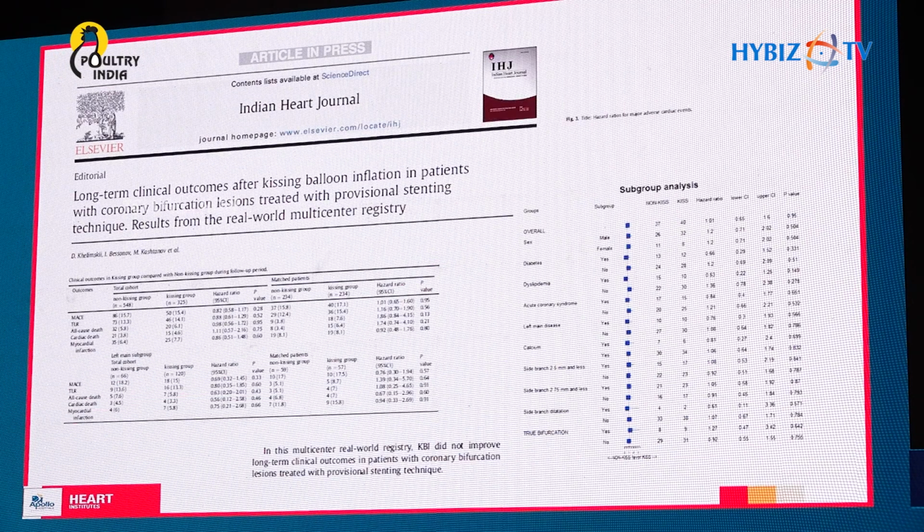And this is in press, not yet published, in our Indian Heart Journal, where they compared two groups, the kissing balloon versus the non-kissing balloon arms. They clearly stated in this multi-center real-world registry that kissing balloon dilatation did not improve the long-term clinical outcome in patients with coronary bifurcation lesions treated with a provisional stent strategy.